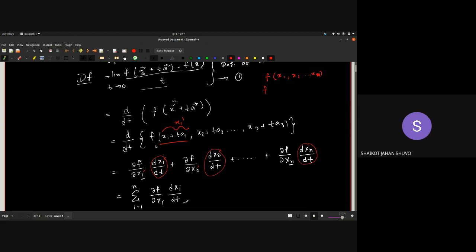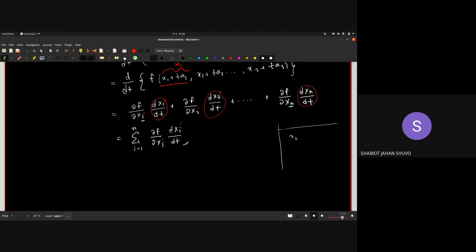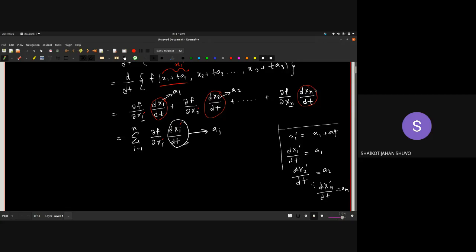These new variables will be denoted with a prime, and you need to take the derivative of these new variables with respect to t. Consider this variable, x1 prime, which is denoted as x1 plus a1 t, and you want to compute the derivative of x1 prime with respect to t. This is just a1, right? Similarly, dx2 prime/dt would be a2, and so on. dxn prime/dt would be an. So these quantities reduce to a of i: a1, a2, a3, a4, a5, dot dot dot, an.